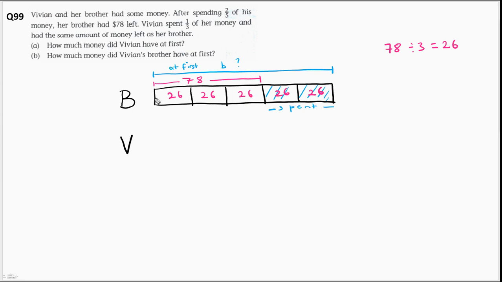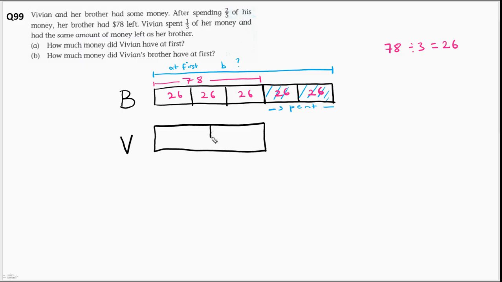Let's go on to Vivian. So we're told that Vivian spends a third of her money and had the same amount of money left as her brother. So that's really useful. So this is what her brother had left. Okay, so we're going to do Vivian's bar the same. But what we're going to do is divide Vivian's into thirds. If she spent a third of her money, what does she have left? She has 2/3 left. So this is the 2/3 that is left.